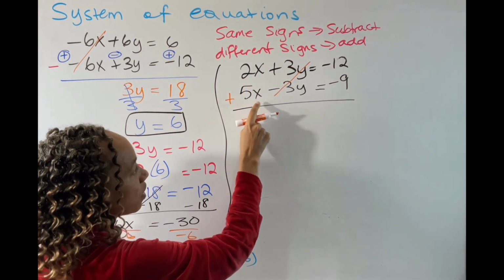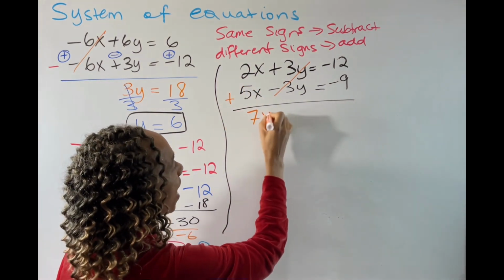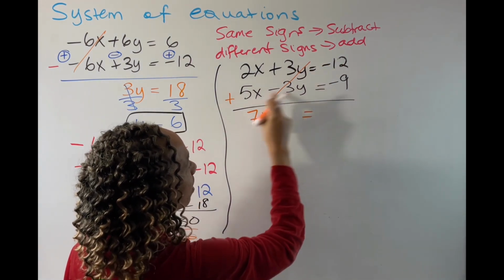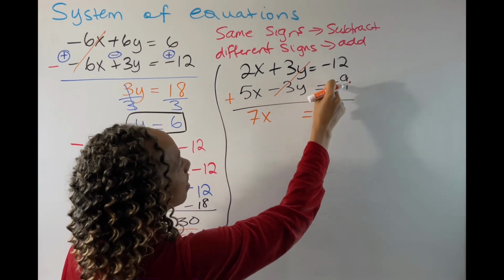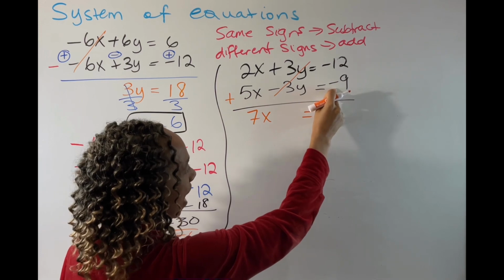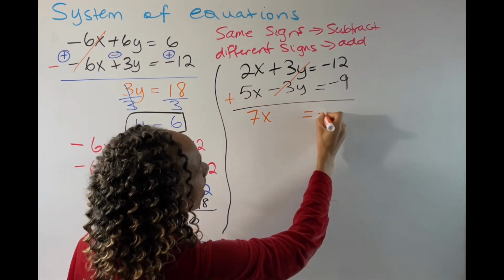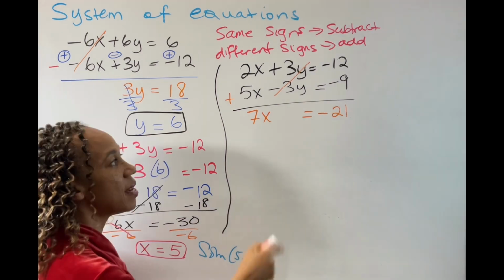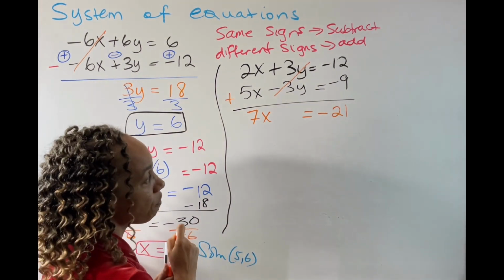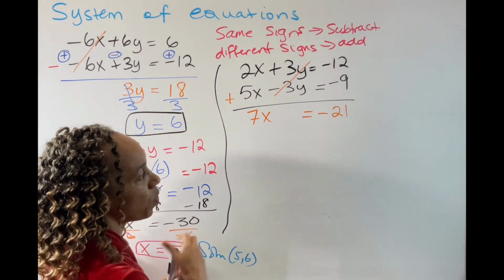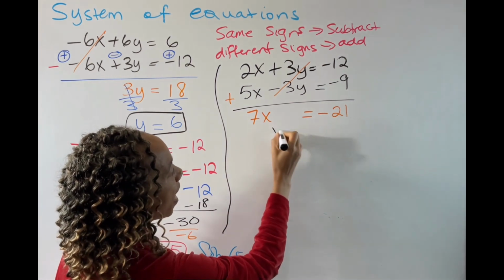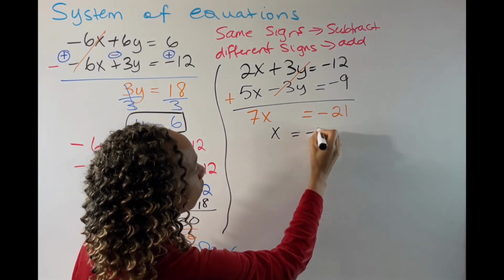So 2x plus 5x is going to be 7x, and you have your equal sign. Our operation here is still positive and a negative here. This is still going to be a negative. So negative 12 plus negative 9 is going to be negative 21. So now you have to solve for x. 7 is being multiplied onto the x, so the inverse of multiplication is division. So we are going to divide both sides by 7. And when we do so, we are going to end up with x equal to negative 3.